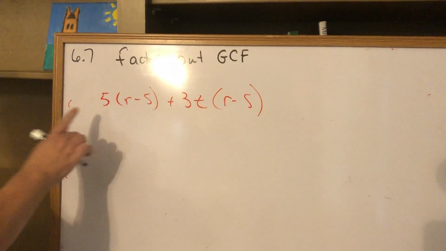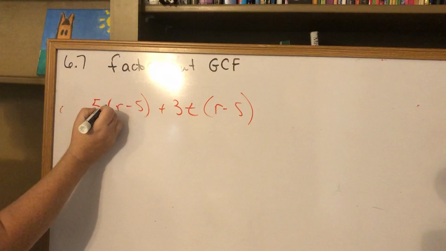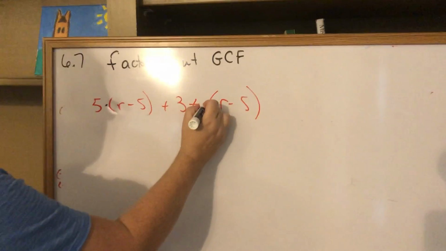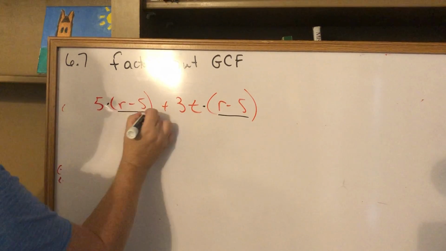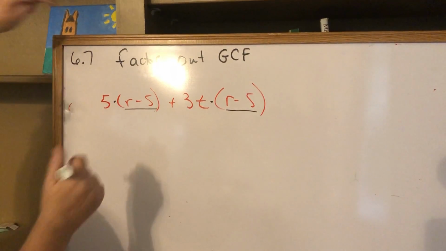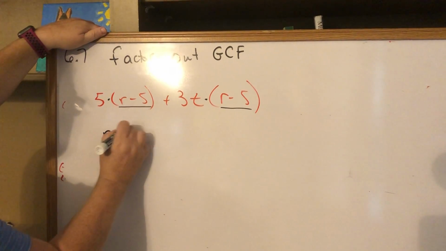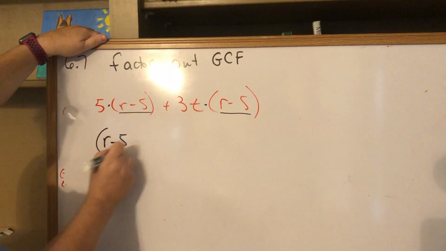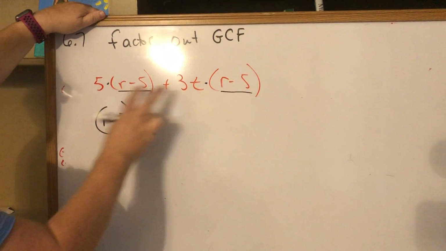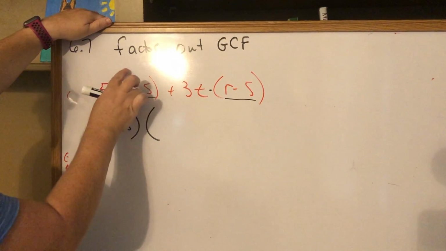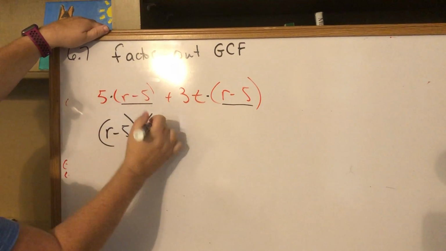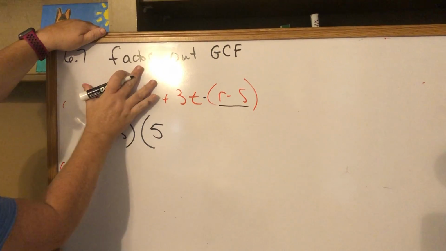Well, we have a 5 times r minus 5 here, and here we have 3t times r minus 5. So both of these terms have r minus 5. So I can divide out r minus 5. Now, to make sure this stays all grouped together, I put a parentheses around it, and I'm going to put another parentheses to see what's left. If I look at this first term and divide by r minus 5, what's left is just 5. Okay, so we're done with that one.